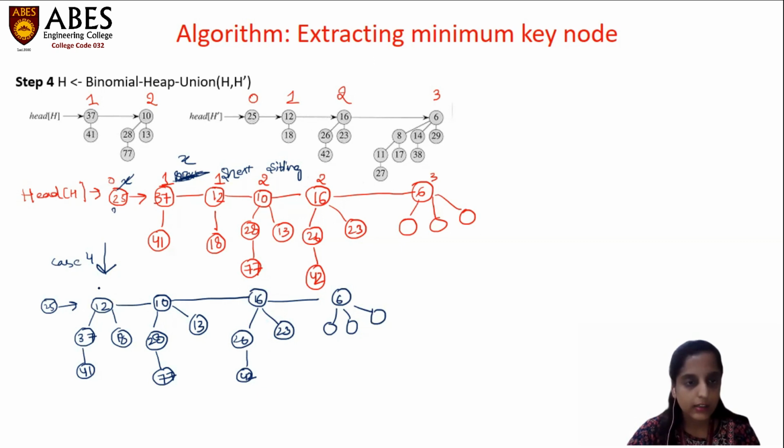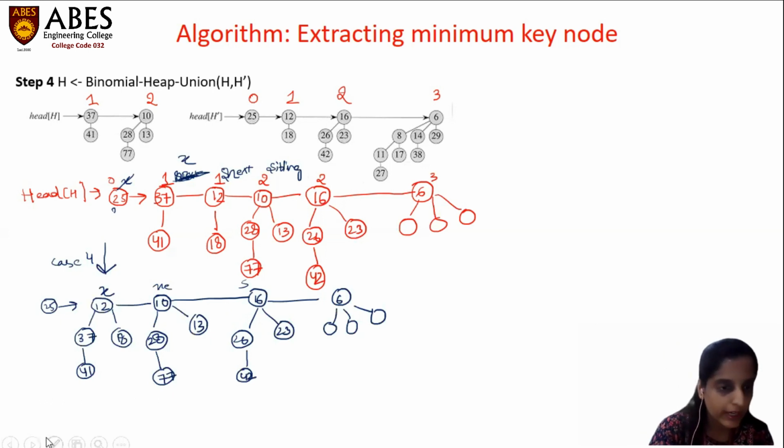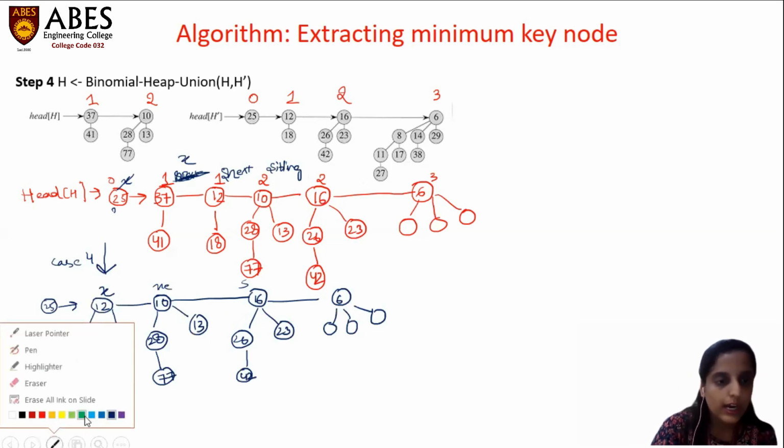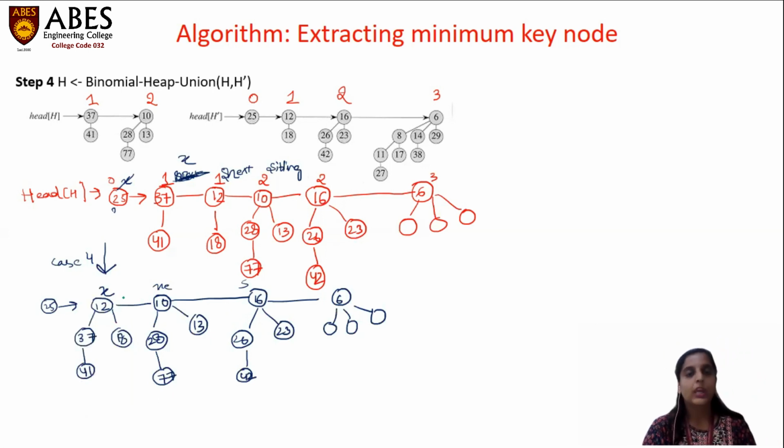x is still at this particular position. This becomes your next x and this becomes your sibling. Degree of x is equal to degree of next x is equal to degree of sibling of next x. So case 2 is applicable for this scenario. You just have to move your pointer ahead. We'll take another pen to highlight it. So in this case, we're going to move our pointer ahead.